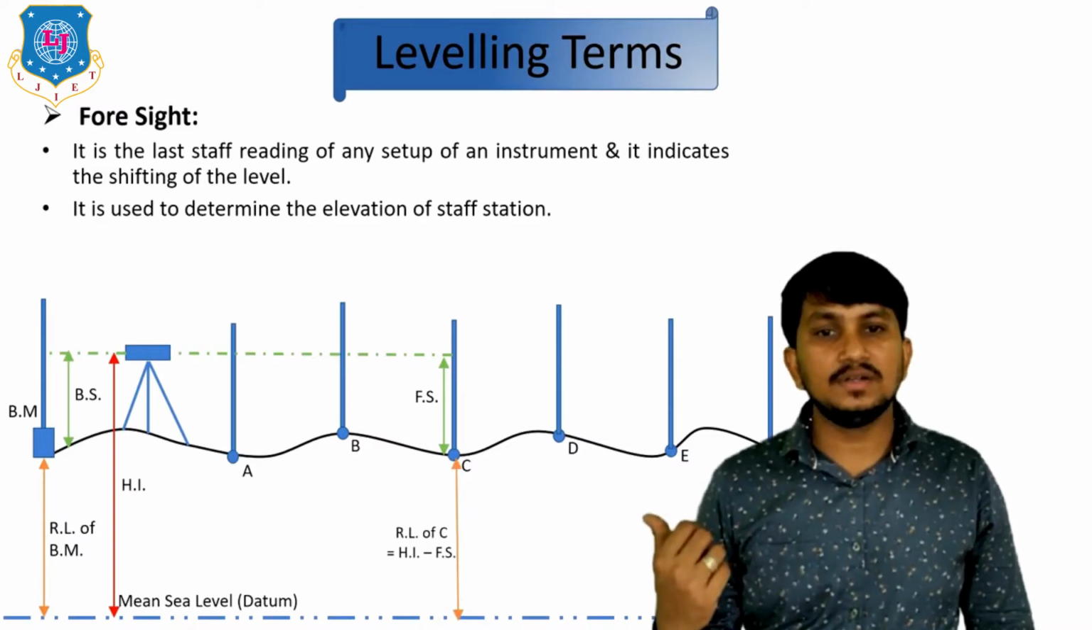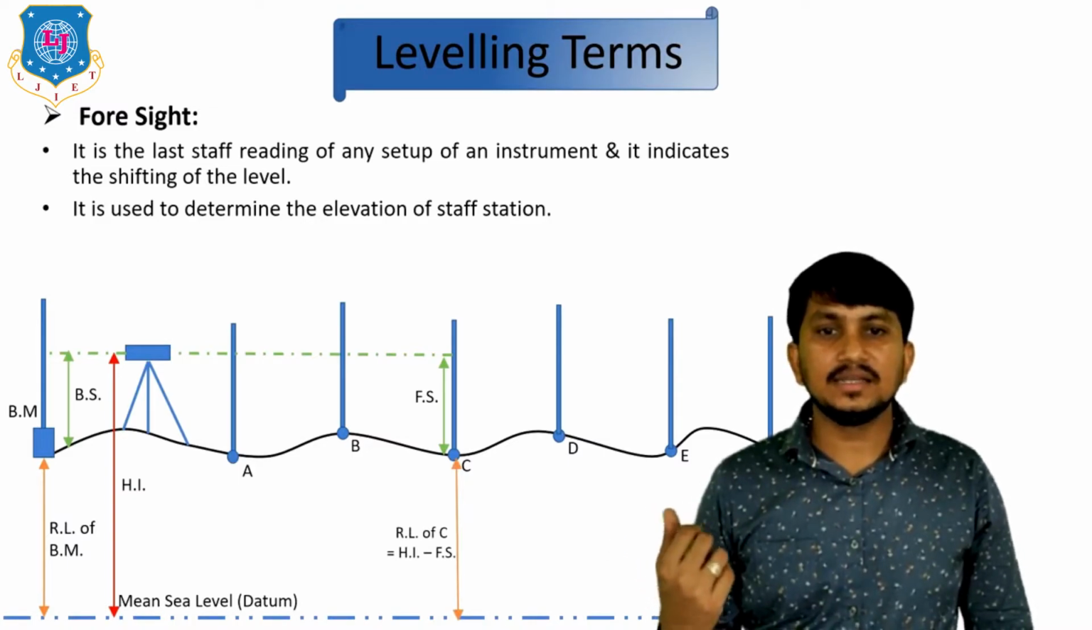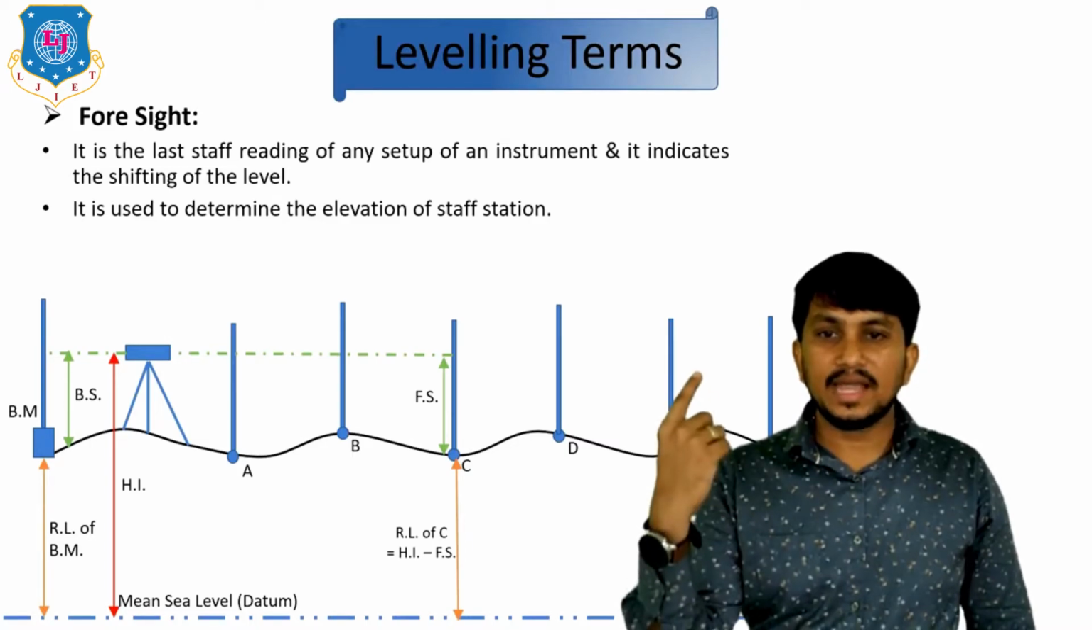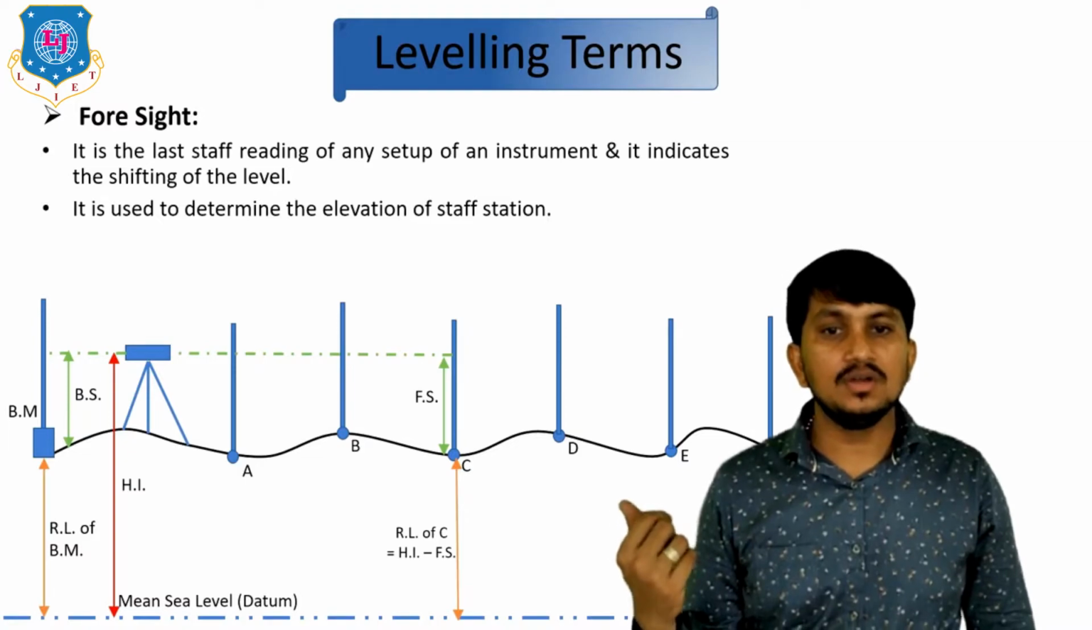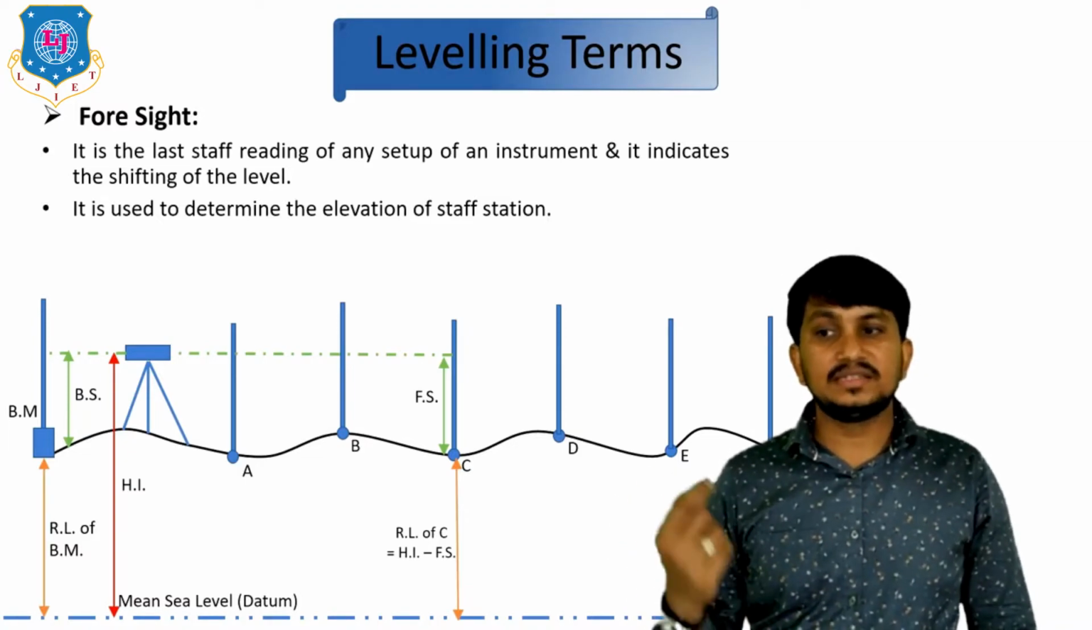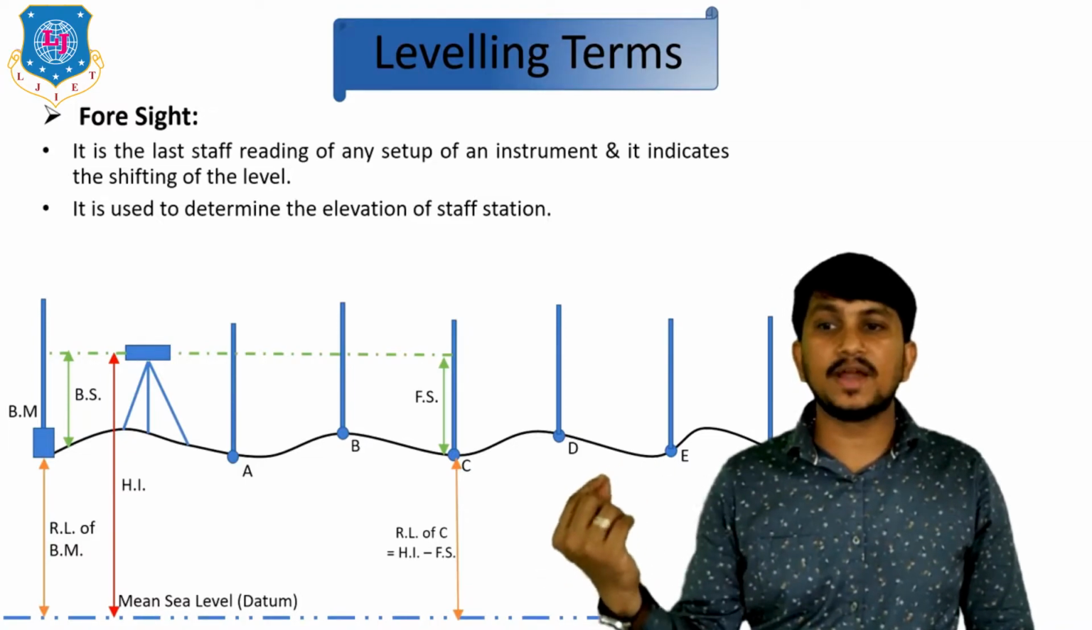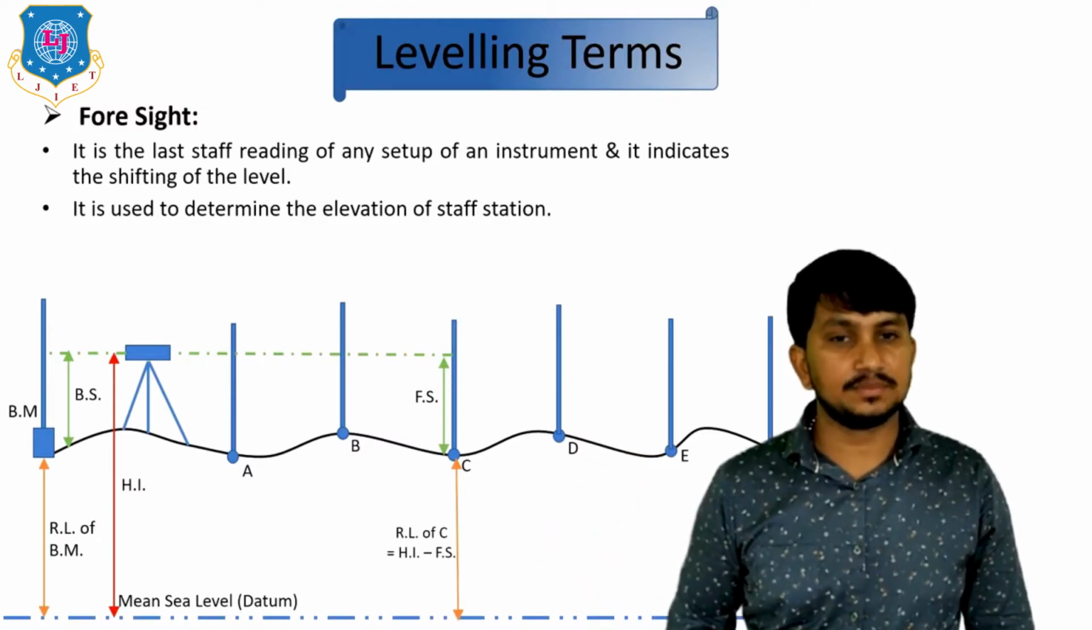This is the RL of C. It is calculated by HI minus FS. You can clearly see in this figure how the RL of C can be found out. This RL of C can be used to find out the next HI of the setup.